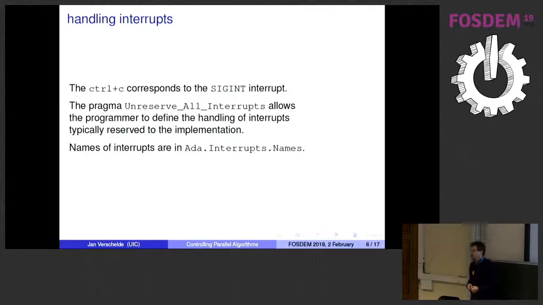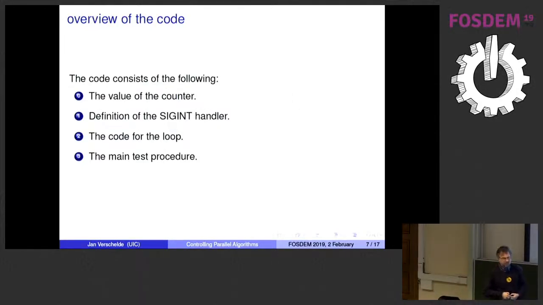So in ADA, you can attach a handler to the interrupt. You have to compile it with unreserve all interrupts. Somewhere, preferably in your main program, you have that pragma there. And then you can define a handler for this Control-C. There is a global state, which in the example is just the value of the counter. Then you have to define what your handler is. The handler here will be extremely simple.